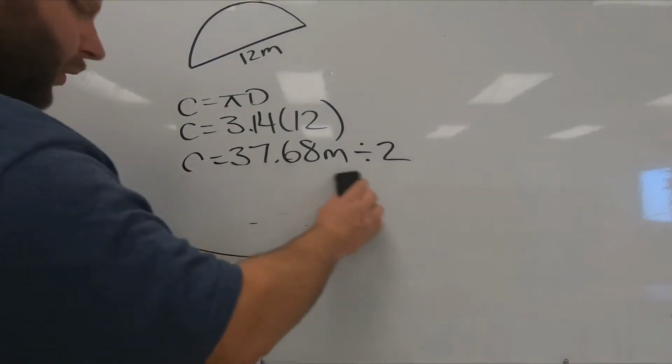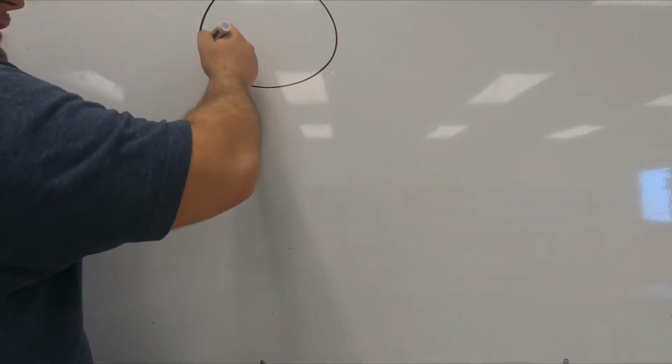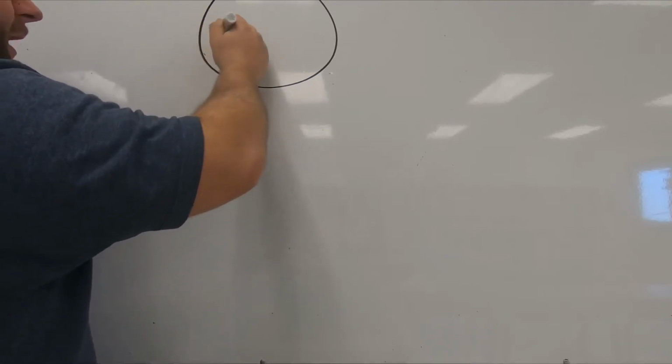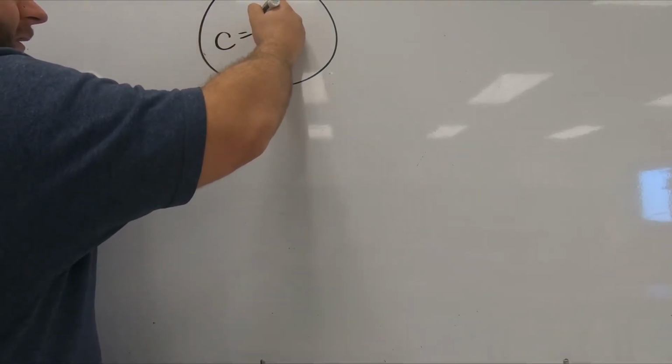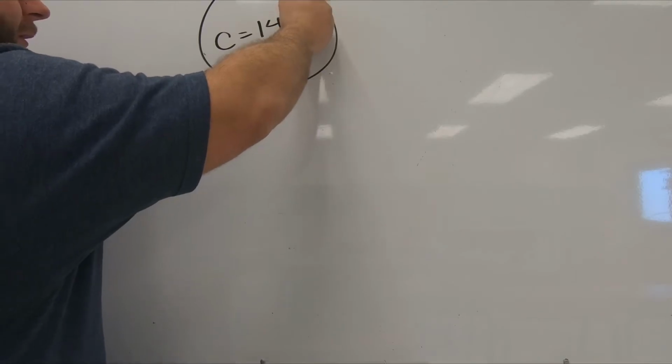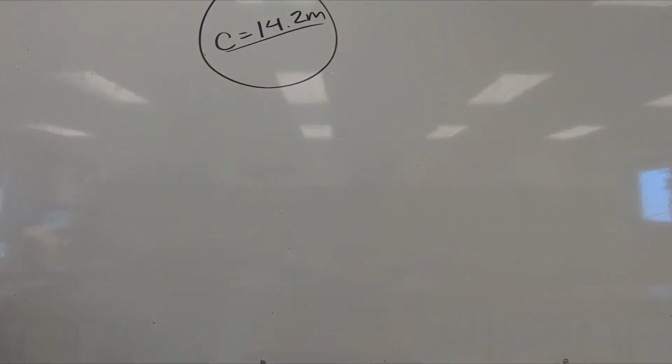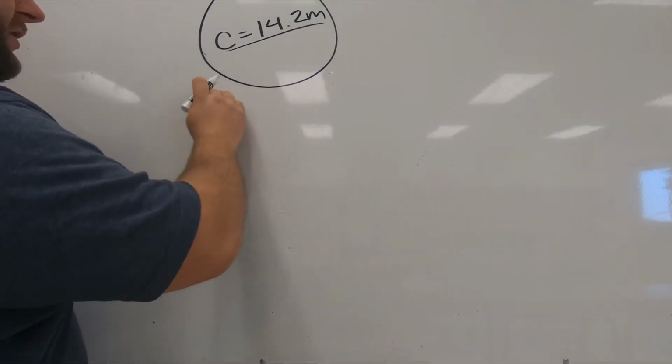Now, the last word problem that has come up, and you're going to see this one a few more times, is you're going to see a circle. Obviously, we're not doing anything else here. And they're going to tell you that the circumference of this circle is 14.2 meters. And they're going to ask you for the radius. So far, you guys have been going ahead and finding the diameter. The radius is just one more step.